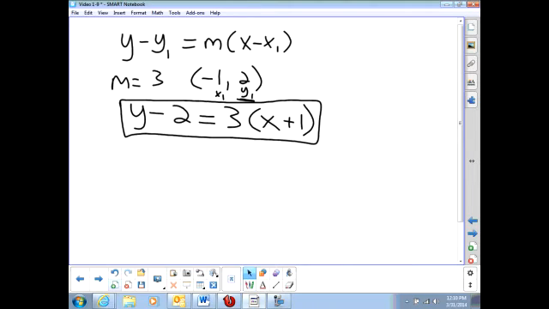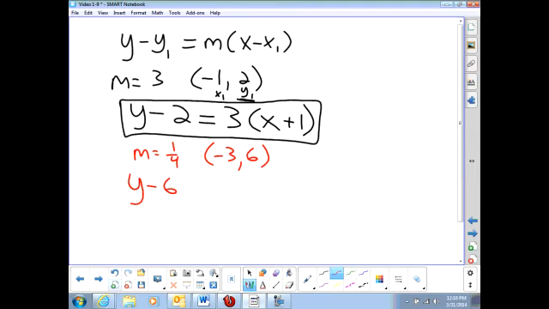So just one more example. If we knew a slope was, say, 1/4, and we were looking at the point negative 3, 6, we would have y minus 6, because it's y minus our y1, equals our slope of 1/4 times x plus 3, because it's minus a minus. And that would be our equation.